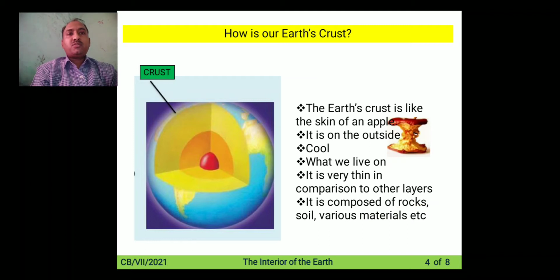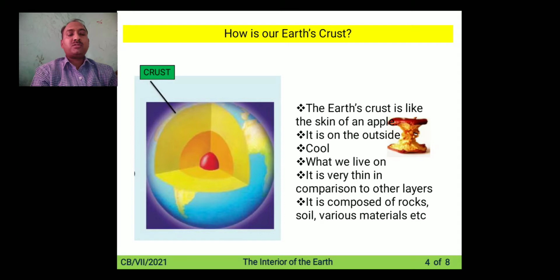Here we are going to get information about the crust. How is our earth's crust? It spreads about 35 kilometers, and it is one of the thinnest layers compared to the rest of the layers of the earth. It is a cool layer, and you know very well that it is made up of various types of rocks, soils, and different materials that we always find on the surface of the earth.